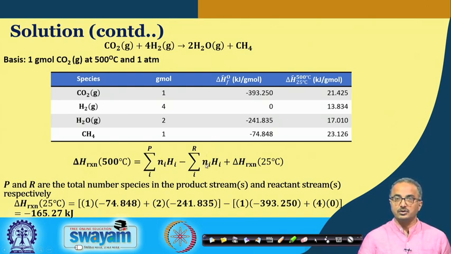This is the total amount of heat on the reactant side plus the heat of reaction, and here the P and the R represent the number of species in the product streams and the reactant streams respectively. So, here we are simply plugging in the values of the heat of formation along with the number of moles which are entering, and in this case please mind, because the problem says the number of moles entering the system is the same as the stoichiometric amount.